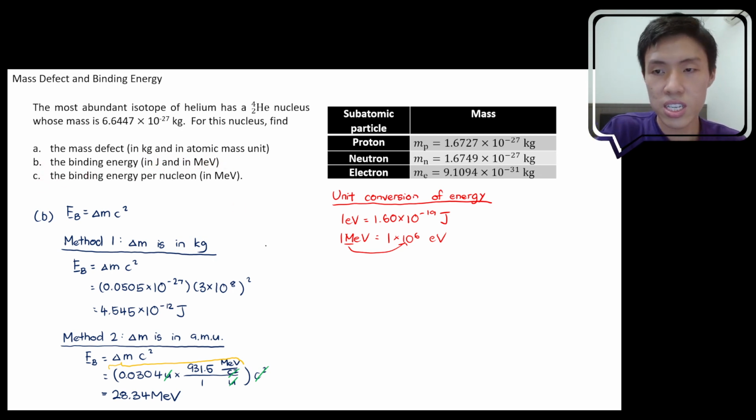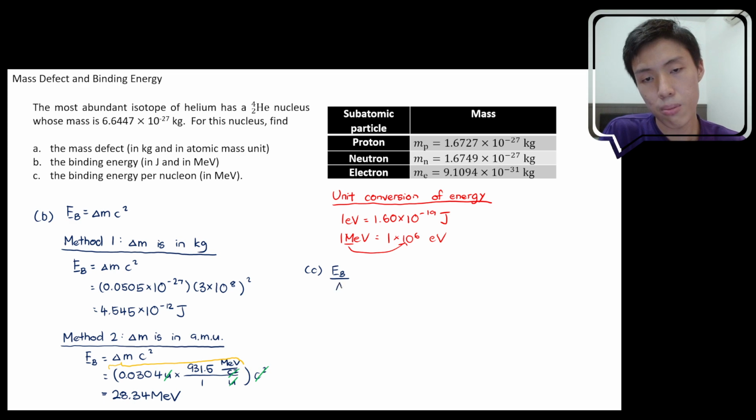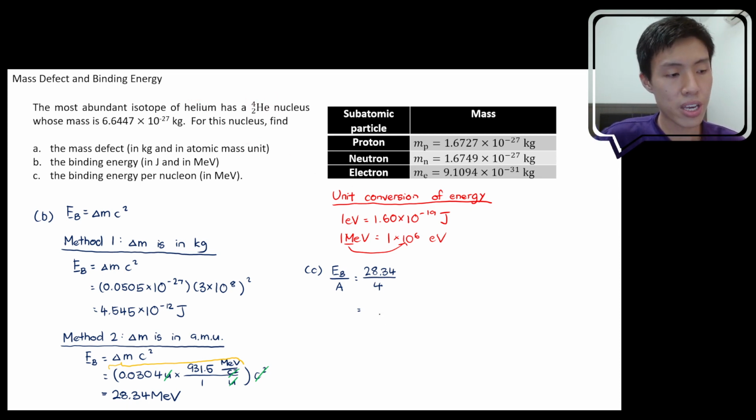Next, for question C, binding energy per nucleon. This one should be quite straightforward. Binding energy per nucleon is basically just the binding energy divided by the number of nucleons. You know the binding energy is 28.34 MeV already from the previous question. For the number of nucleons, we also know this is a helium isotope, so there are 4 nucleons, just like what the question mentioned up here. So from here you can calculate your EB over A, and you are able to see that it is equivalent to 7.08 mega electron volt per nucleon.